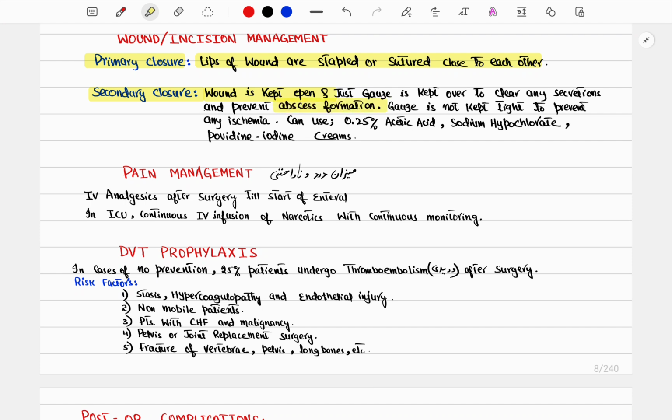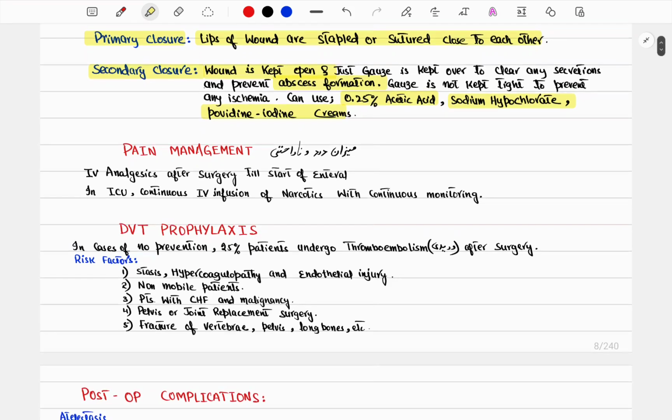Gauze should not be kept tightly so that ischemia does not occur, and hence we can use 25% acetic acid, sodium hypochlorite, and povidone iodine creams over these secondary closures. Secondary closure is mostly done for those incisions or surgeries which have a high risk of infection, surgical infection.